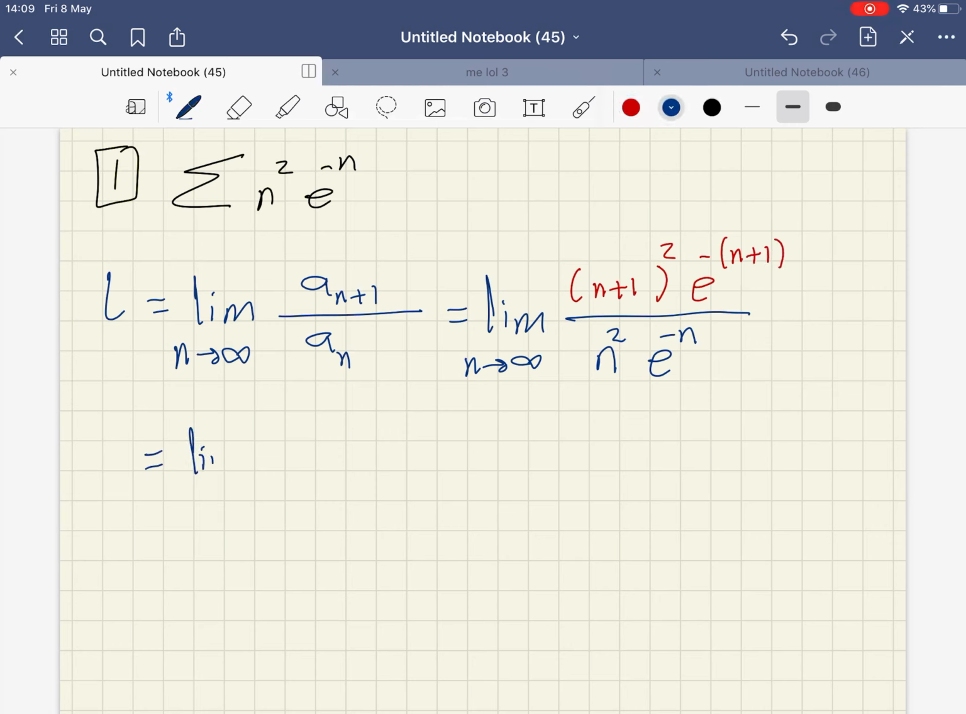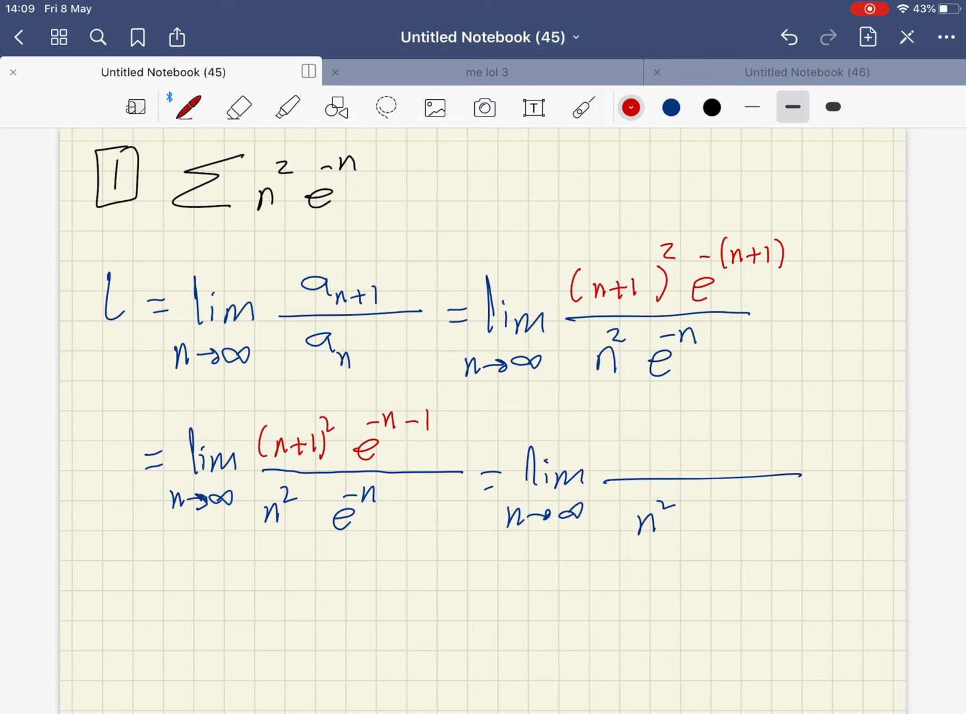And that is equal to the limit as n goes to infinity. Now if you look at this one, the best way to do it, because there is a negative here and a negative here, let me just take them together. So it will be (n+1) squared e^(-n-1) over n squared e^(-n), and that will be equal to the limit as n goes to infinity of n squared, and then on the top we have (n+1) squared e^(-n-1), and this negative n will go up here with plus, so it will be plus n.